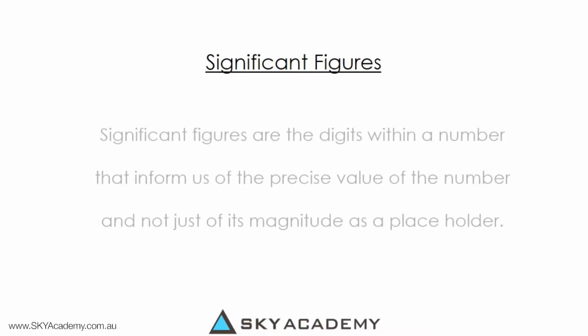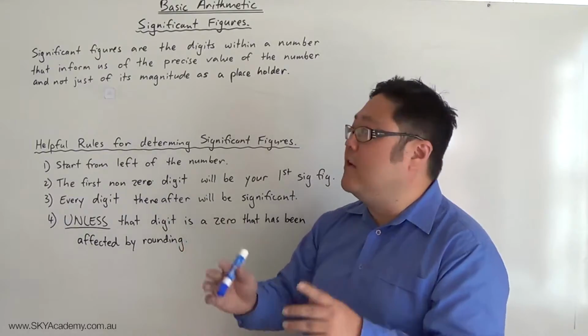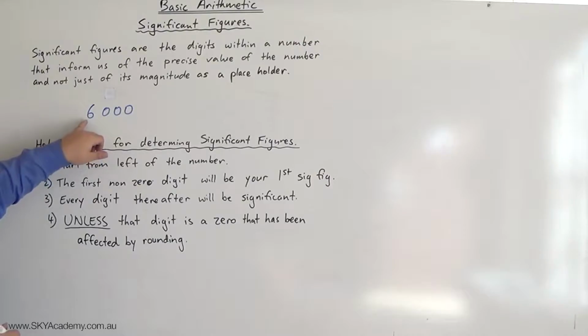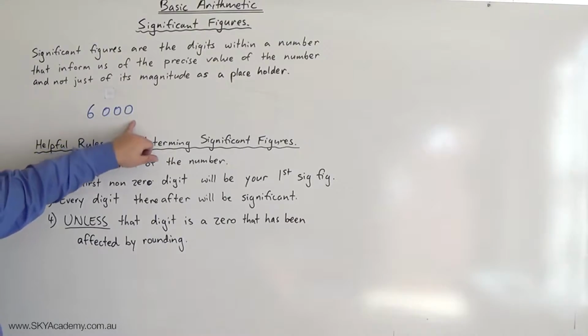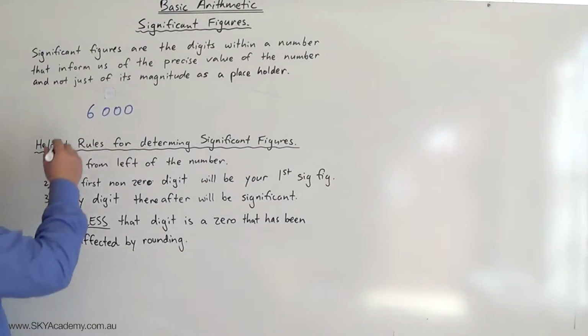Significant figures are the digits within a number that inform us of the precise value of the number, and not just its magnitude as a placeholder. For example, let's take the number 6,000. This number has 4 digits: 6, 0, 0 and 0. The 6 is a precise digit. It tells us precisely that the number is 6,000 and something, rather than 5,000 and something or 4,000 and something. So this 6 is what we call a significant figure, SF.